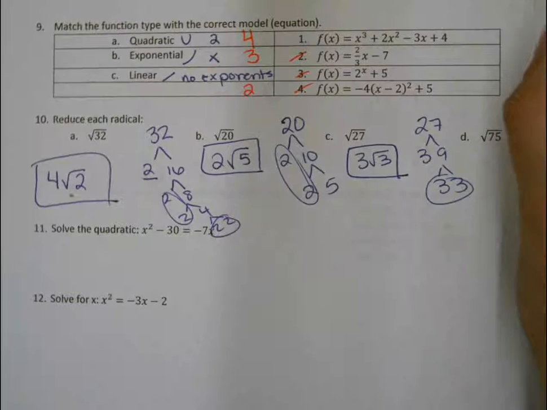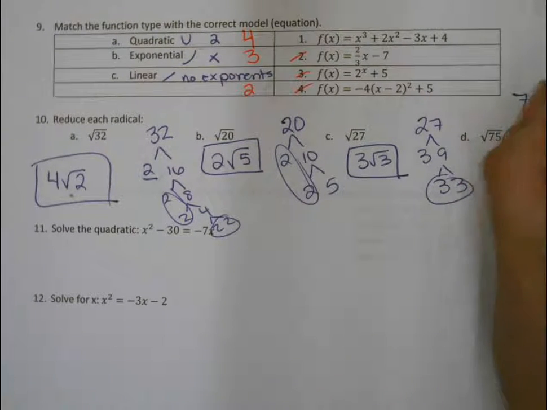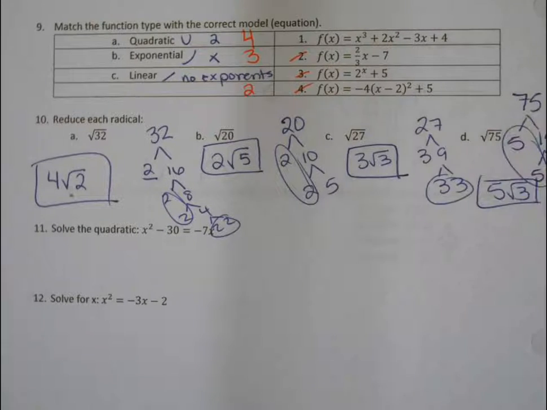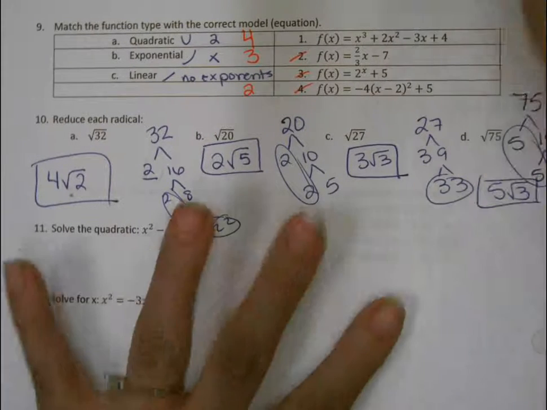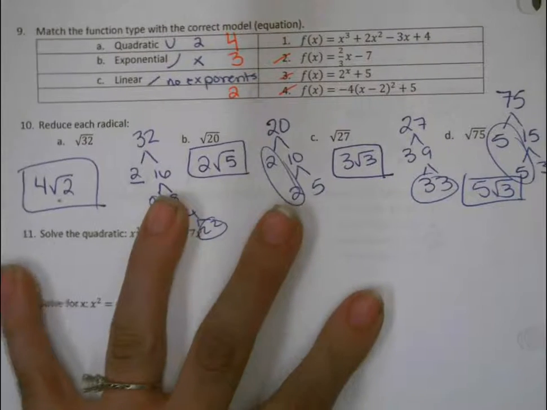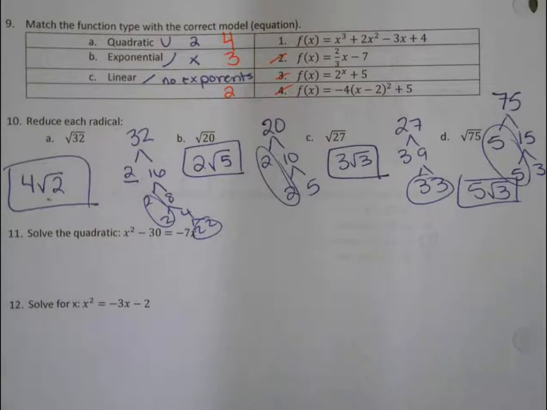Same thing, 75. I have 5 and 15. Then I have 5 and 3. I have a pair of 5's, so 5 goes outside, 3 goes on the inside. I could have done 3 and 25, and that would have given me the same answers when I factored it all the way out.